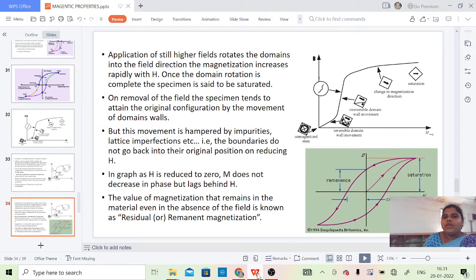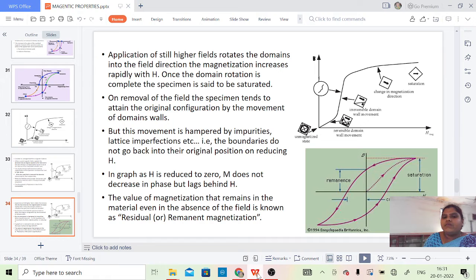Application of still higher fields rotates the domains into the field direction. The magnetization increases rapidly with H. Once the domain rotation is complete, the specimen is said to be saturated. On removal of the field, the specimen tends to attain the original configuration by the movement of domain walls. That means whenever we apply the field, the domains rotate in the field direction and finally reach the saturation state.